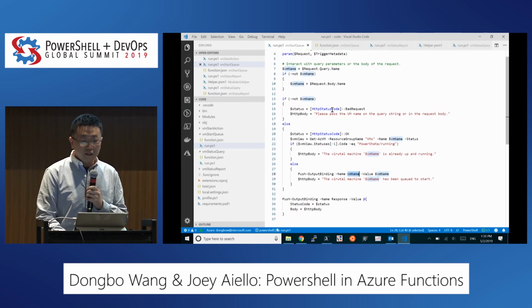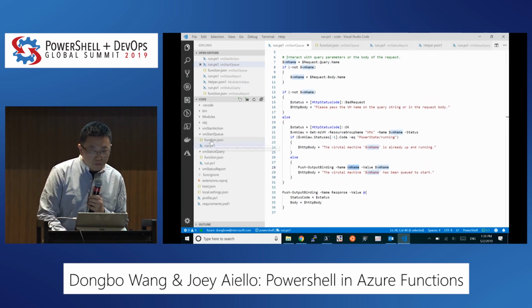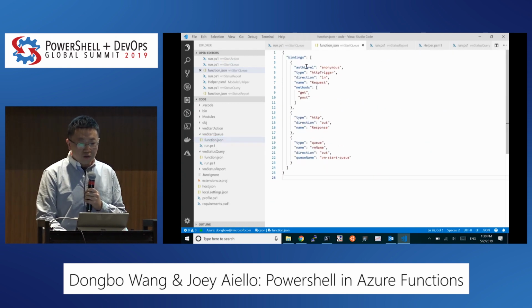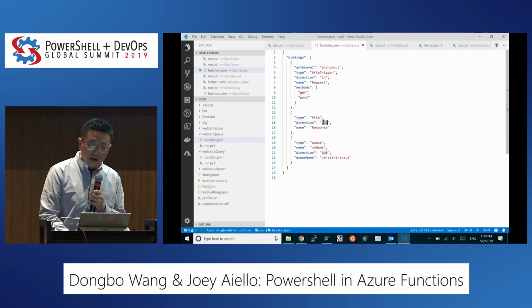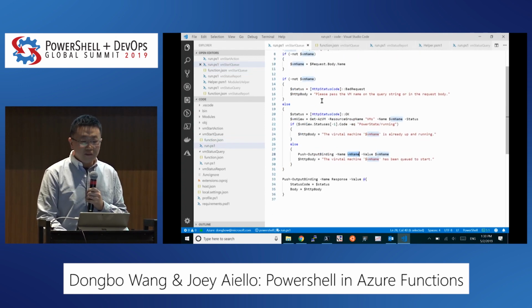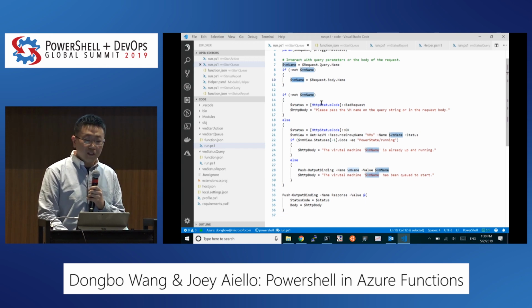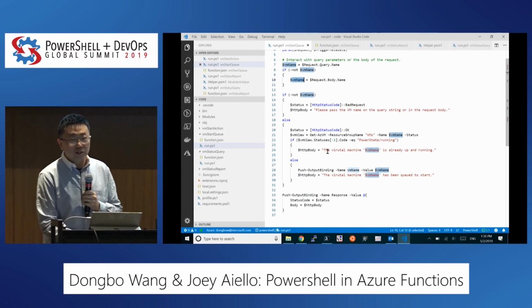This function is an HTTP trigger function, but it has 2 output bindings. Let me show you. It's an HTTP trigger function, but it has an HTTP out binding and also a queue out binding. What it does is receive the VM name to be started and check the status of it. If it's already started, then just return without doing anything else.